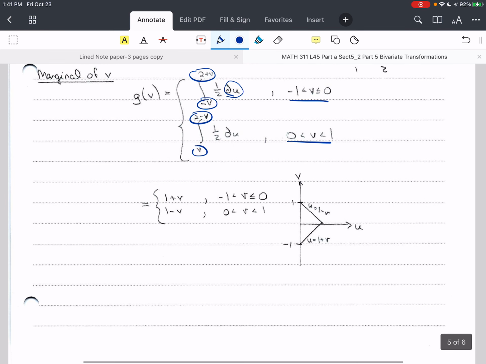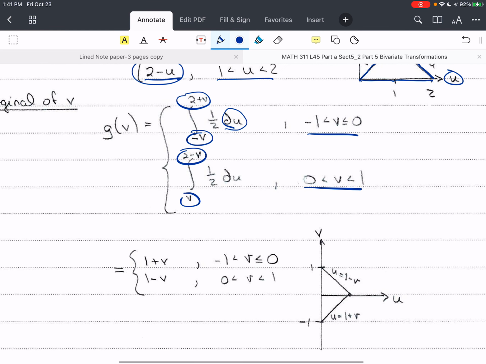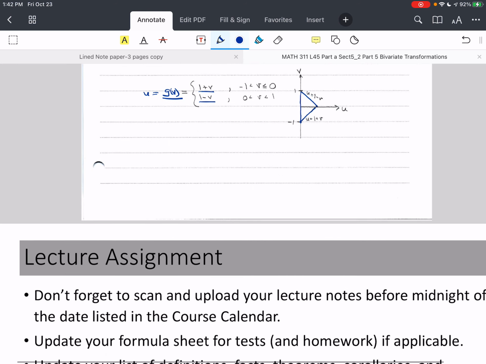Okay. So when I integrate across u to find the marginal of v, I end up with 1 plus v and 1 minus v. Again, I could say that u equals g of v if I want to. And then I have these two lines, if I'm doing it in the uv plane. And so that triangle is my marginal distribution of v. That is a triangular distribution, but with the base on the v-axis, between -1 and +1. All right, so that is this example.